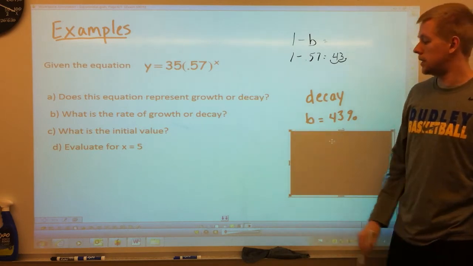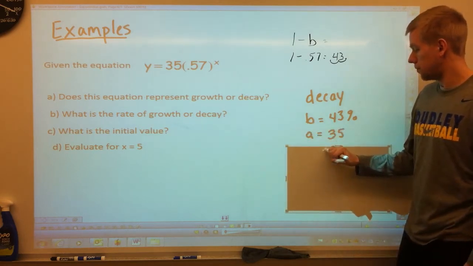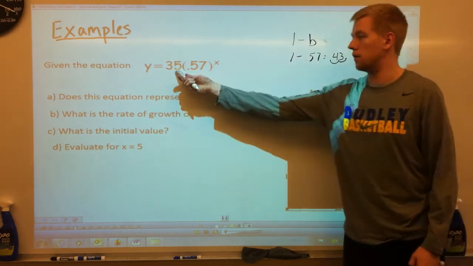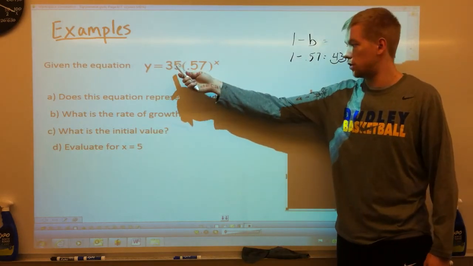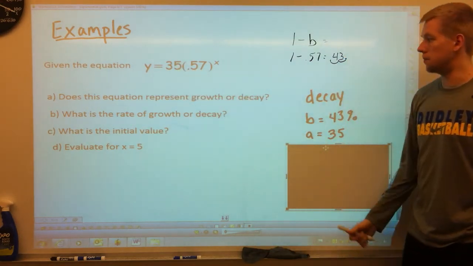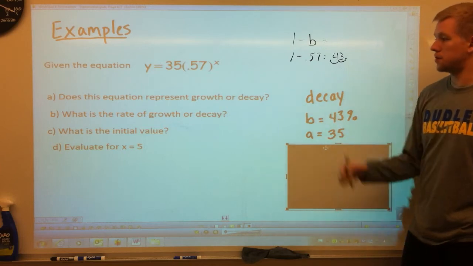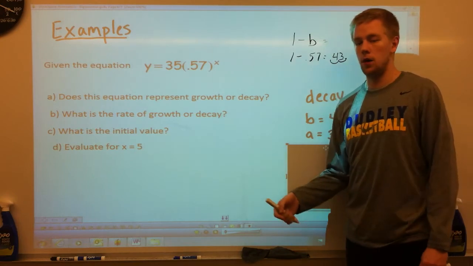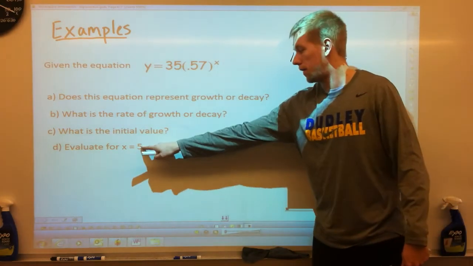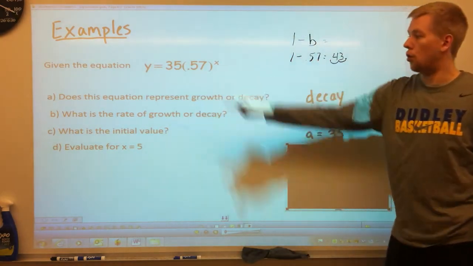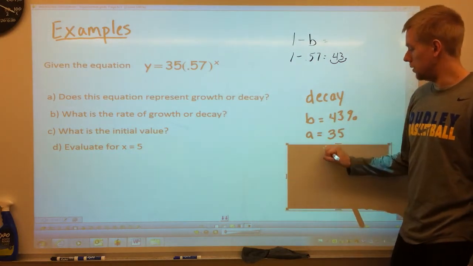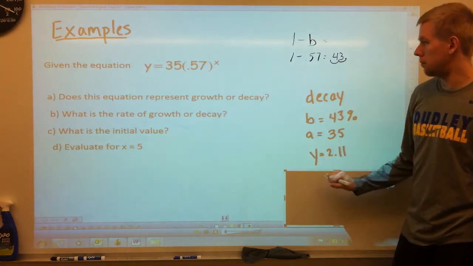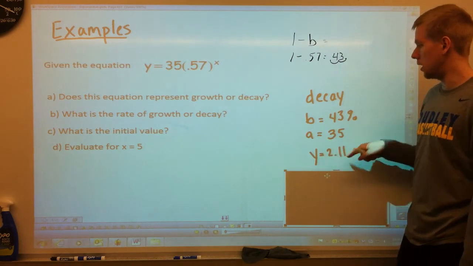Part C, what is the initial value? Very easy. Look at the A value. The initial amount, the initial investment if it's money, the initial value for this problem is 35. And then part D, that's just plugging in. Evaluate means to plug in. So I have x equal to 5, so I'm going to plug in 5 for my x. And when I do that, I should get, I believe, y equal to 2.11.